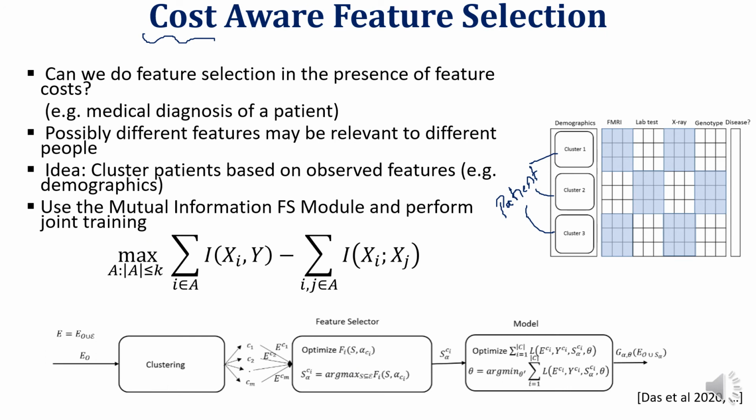Recently, Das et al. worked on cost-aware feature selection. And the setting is that instead of one generic set of features applicable, say, to all patients, can we have a clustered approach for feature selection? So, using observed features, you could just cluster patients into groups. Now, in the training data, you could be given demographic information that could be used to cluster patients into groups. These are basically patient clusters.